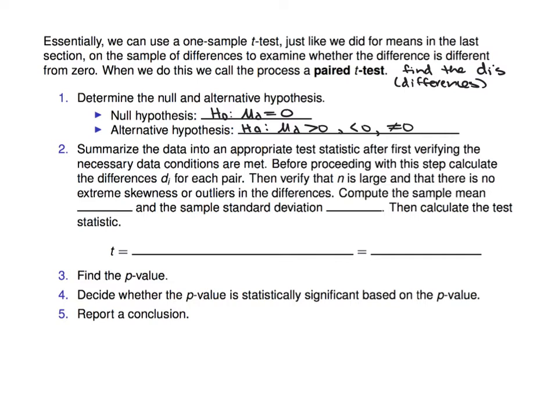So after figuring out your hypotheses, you summarize the data into an appropriate test statistic after first verifying the necessary data conditions are met. So basically, this is n bigger than or equal to 30 if possible, but lots of the stuff you're going to do in this class won't actually even meet that. So before proceeding with the step, find the differences d sub i for each pair. Then verify that n is large enough so there's no extreme skewness or outliers. Compute the sample mean, which we're going to call d bar, and the sample standard deviation, which we're going to call s sub d.